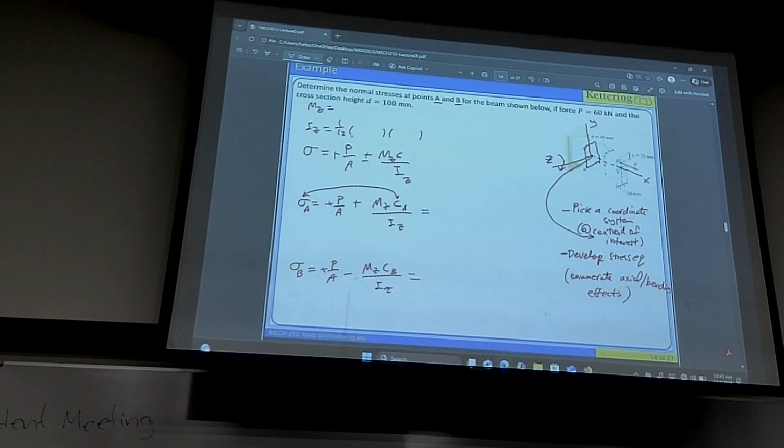All right, so we said it's 40 times 100, and 100 we determined to be cubed. Immediately we know that's 10 to the negative 3, and this is 3.33 times 10 to the negative 6 meter to the fourth. Remember, I is a measure of resistance to bending.